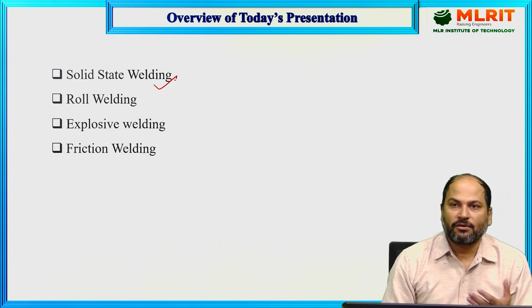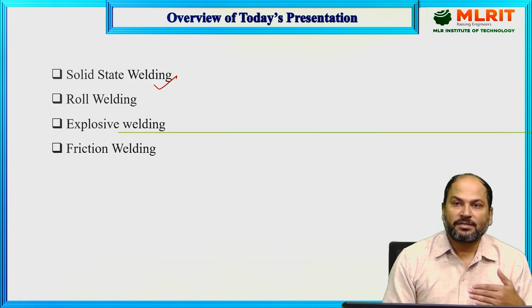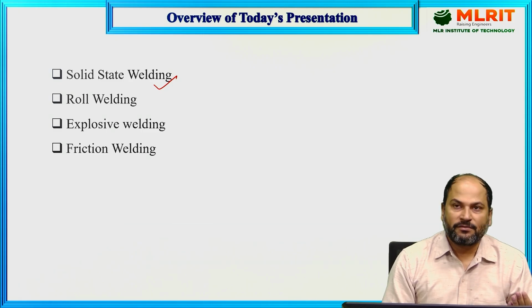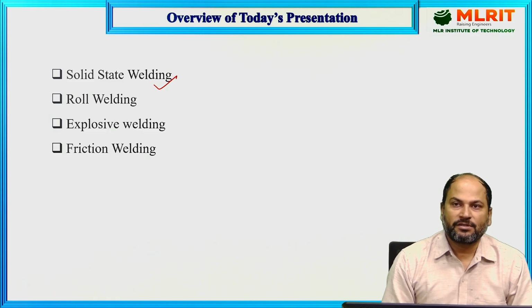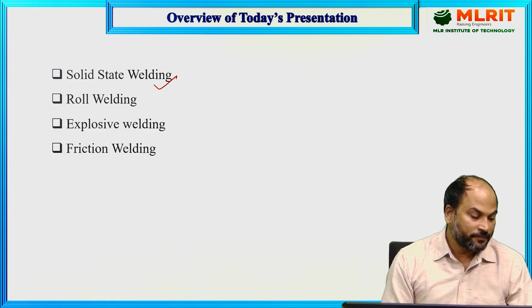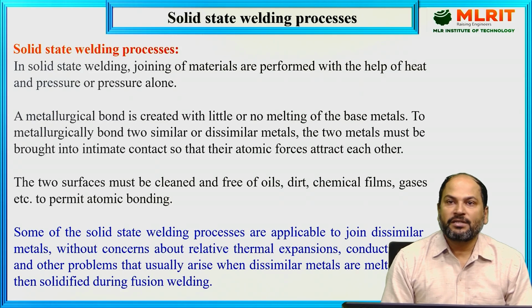In today's lecture we are going to cover solid state welding. We'll see what solid state welding means and what the important things in it are. Then we'll see the solid state welding processes, like roll welding, explosive welding, and friction welding. We are going to discuss these three processes in detail. But first, we'll start with the solid state process. What is the meaning of this? So, what is the solid state welding process?